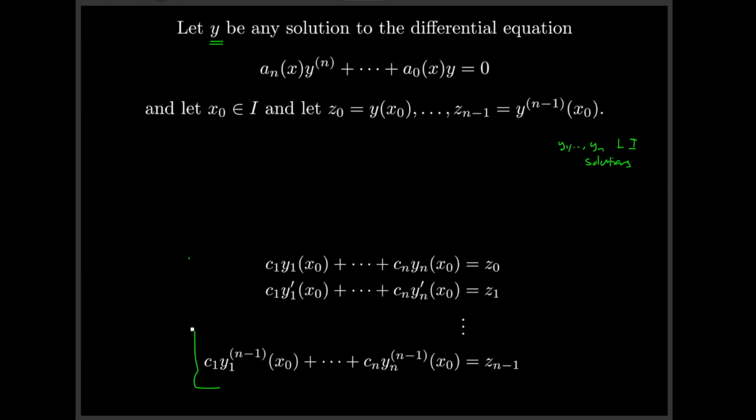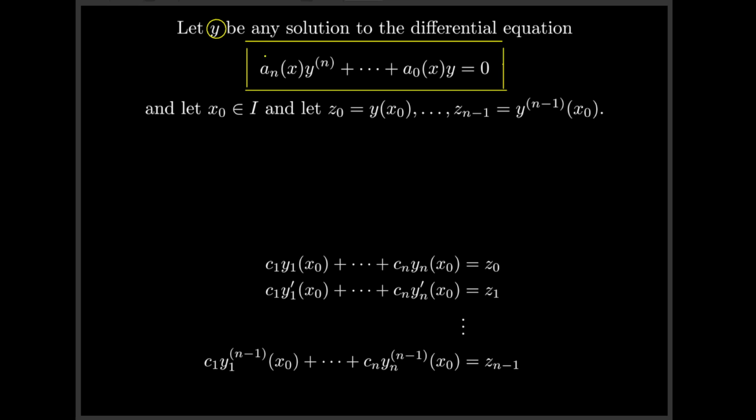So suppose we're given any solution and we're given a fundamental set. Let's try and show that we can write that solution, this one here, as a linear combination. Okay, so let's say that we're given y, a solution to this linear differential equation, and let's define z0 to equal y at x0 and zn to equal y at xn.